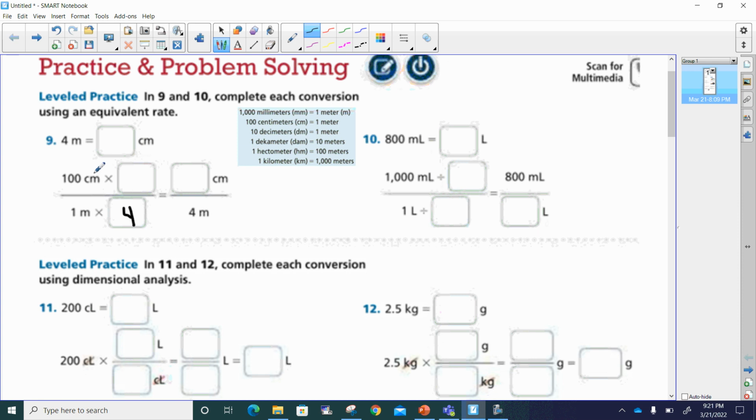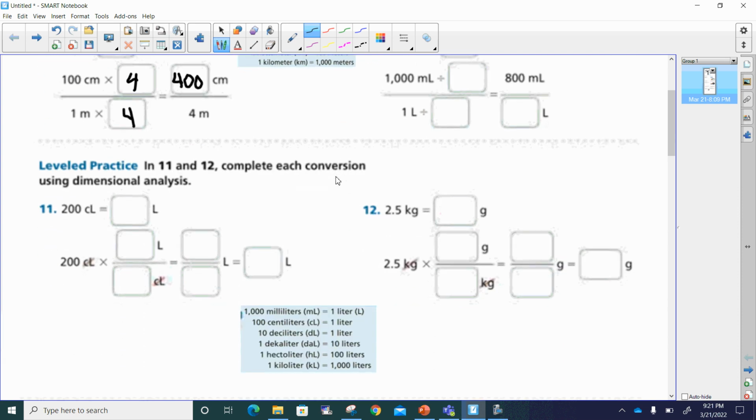And remember, I can only multiply things in forms of 1. So that'd be 4 over 4. And that would mean 100 centimeters will equal 400 centimeters. So when it says centimeters over here, it must be 400. Let's make sure this makes sense. 1 meter equals 100 centimeters, right? So 4 meters will equal 400 centimeters. Makes perfect sense. All right, let's go to number 11.